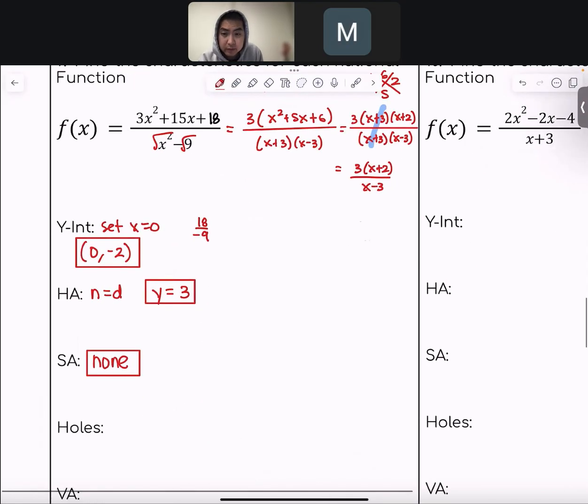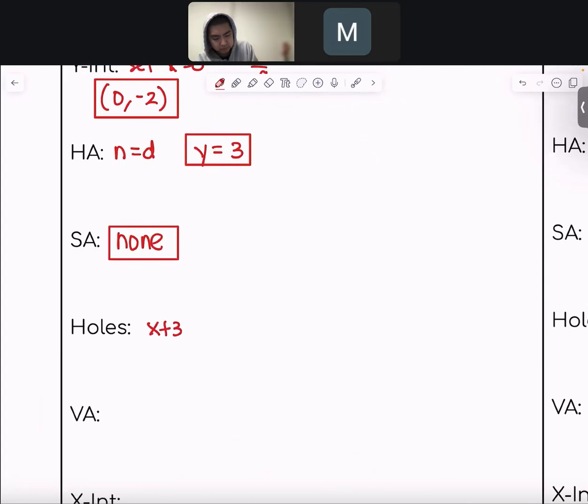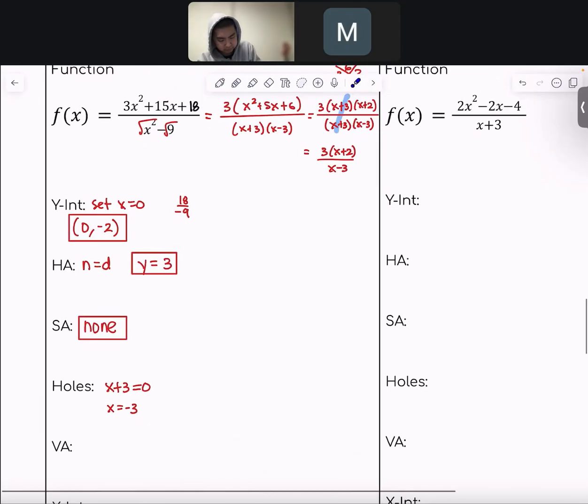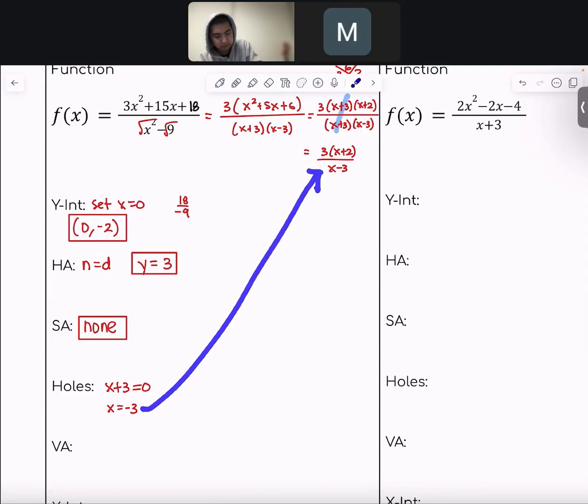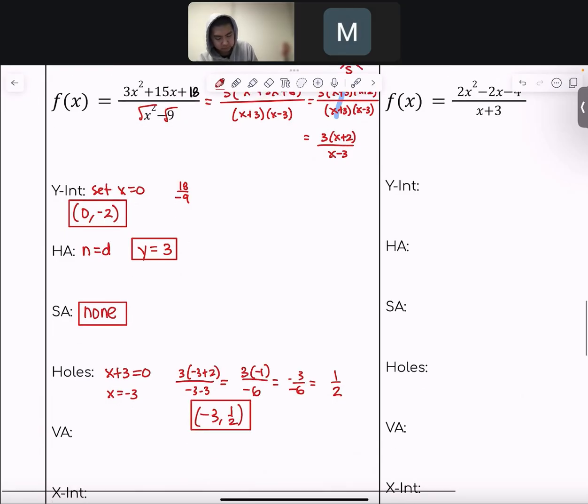Okay, so you factored everything. Now let's find your holes. So holes are what you cancel, set equal to 0. So x plus 3 is canceled. So set it equal to 0. x equals negative 3. But now you need to plug this in right there. So 3 times negative 3 plus 2, over negative 3 minus 3. That's 3 times negative 1 over negative 6. That's negative 3 over negative 6, which simplifies to 1/2. So your hole is negative 3 comma a half.